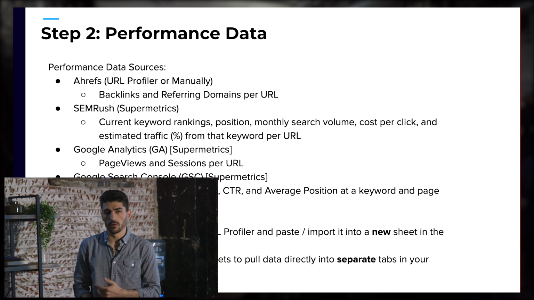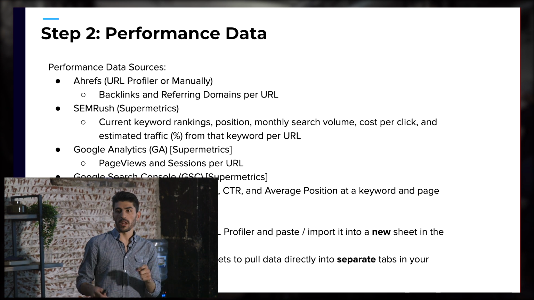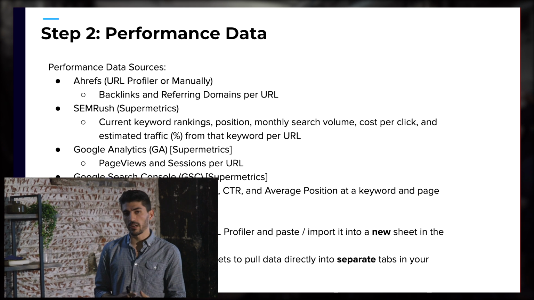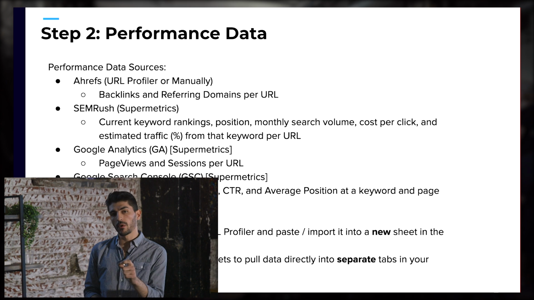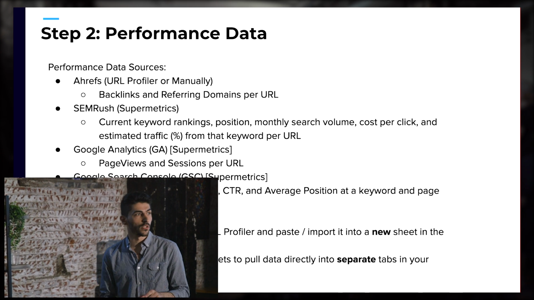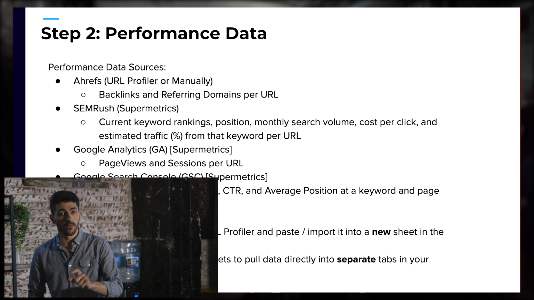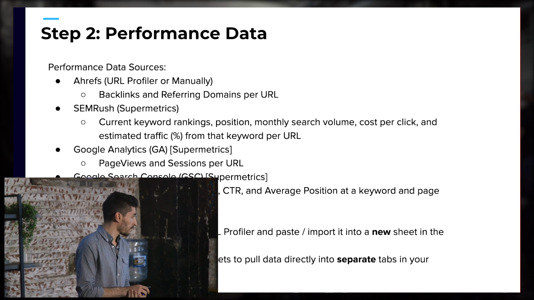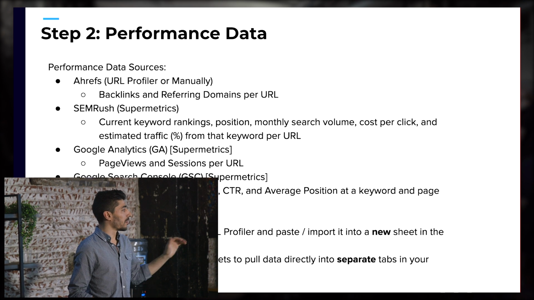From Google Analytics, of course, we're going to want page views and sessions. And in Google Search Console, we're going to want keyword and page level data. We're going to want to know how these pages are performing organically with clicks, impressions, CTR, and average position. And then we want to know what the top keyword in Google Search Console is, and how that keyword is performing for that URL based on clicks and impressions and CTR and average position.